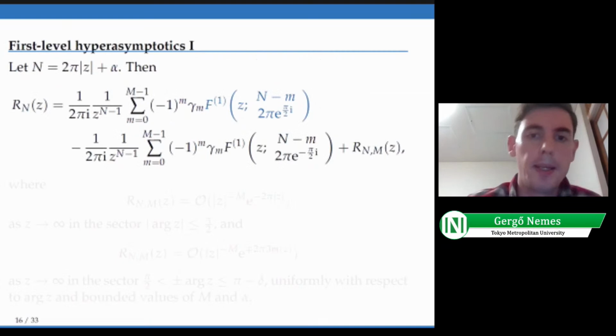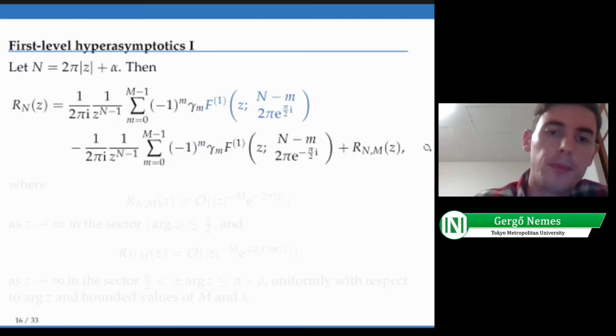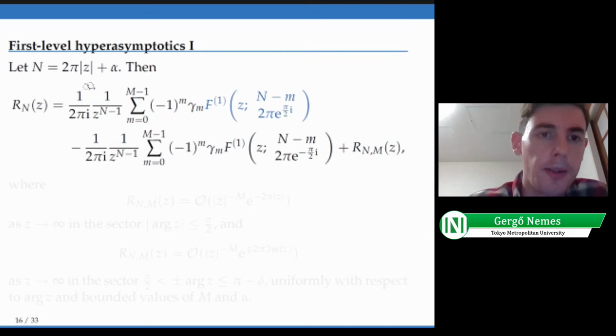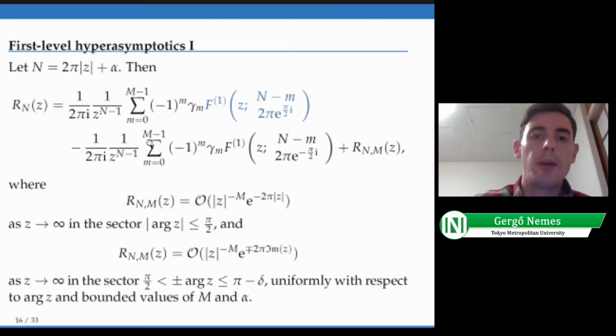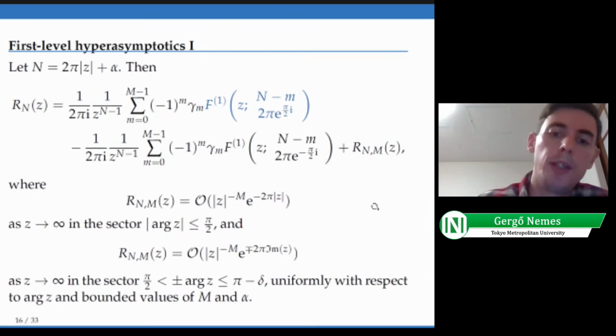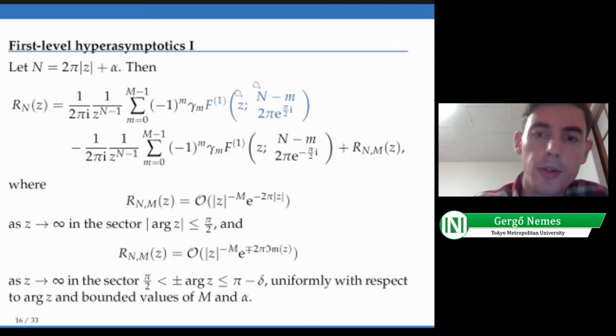And here is the first level hyperasymptotics after substituting into the remainder formula. I assume that we truncate the original series optimally. And then it can be shown that if you take a bounded number of terms in the re-expansion involving the hyperterminals, then we have these estimates for the remainder of the remainder. And I will focus on the Stokes phenomenon on the positive imaginary axis. It is controlled by this hyperterminal, therefore I colored it blue.